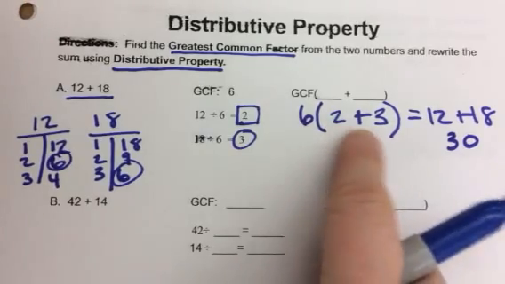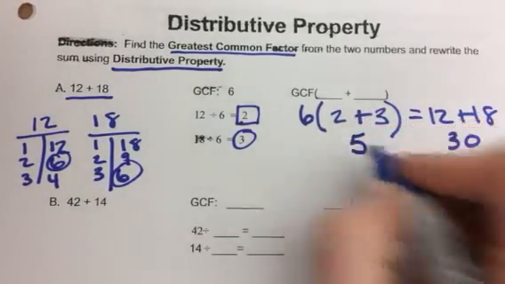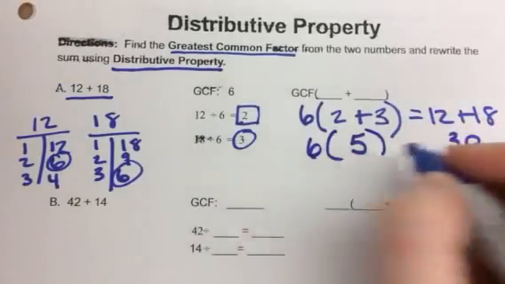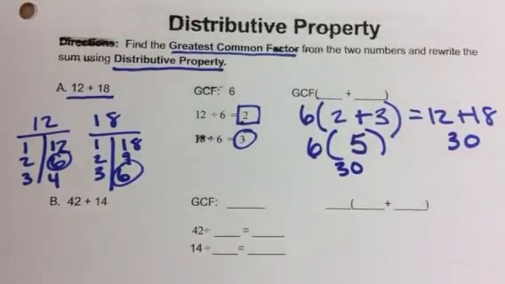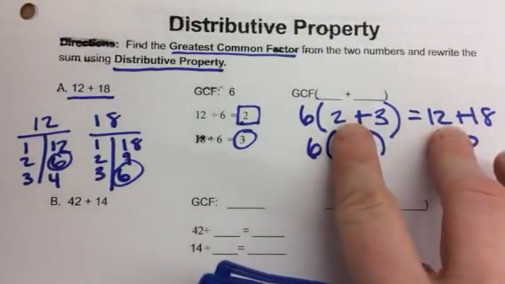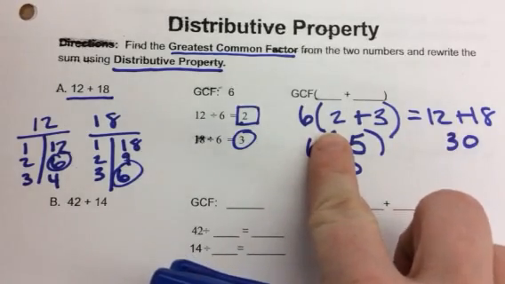Order of operations, that's to do parentheses. 2 plus 3 is 5. 6 times 5 is 30. So this is just showing 2 different expressions that are equivalent using this distributive property. So let's try the next one.